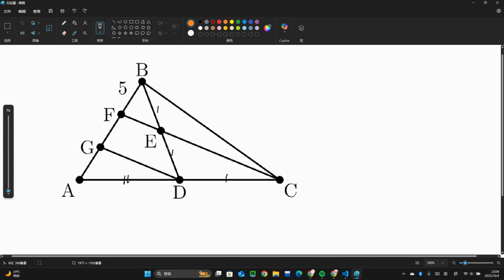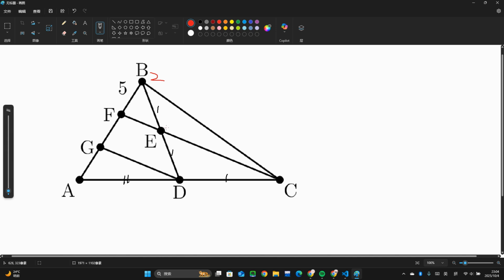So we already know BE is equal to ED and AD is equal to DC. We can just use a simple trick called mass point. Mass point is basically kind of like physics, in which we introduce the concept of levers into math. So say, let's give the point B a mass of 2.